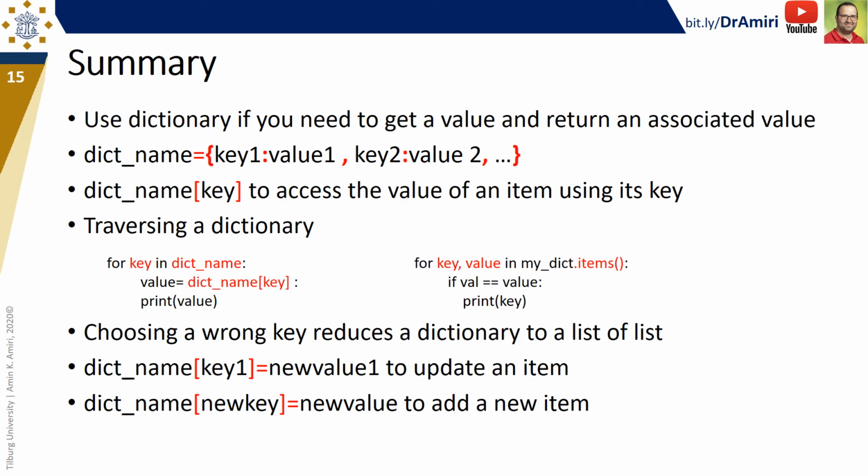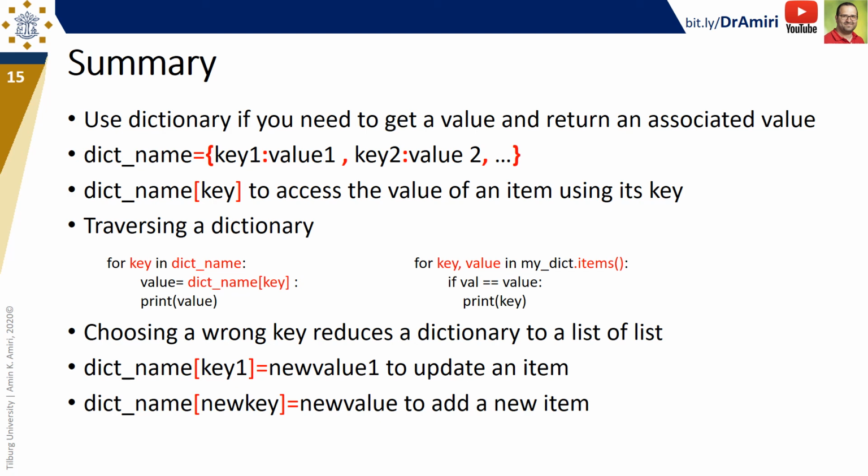So in summary, we use dictionaries if we need to get a value and return an associated value. We create dictionaries using curly brackets. A dictionary can have several items. Items are separated by commas. Each item has one key and one value. The key and value must be separated by a colon. You can access the value of an item by bracket key.